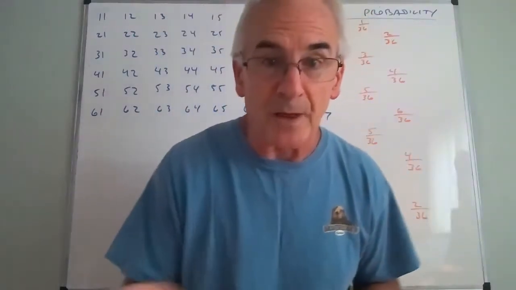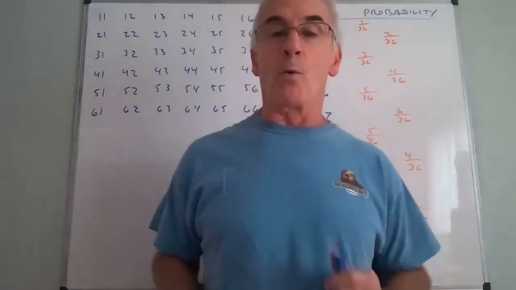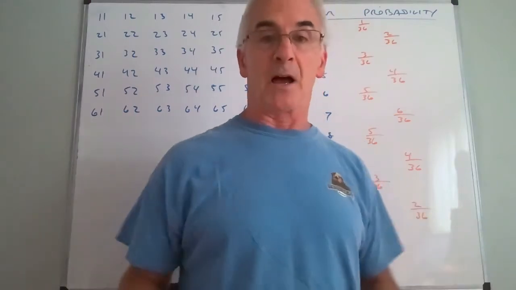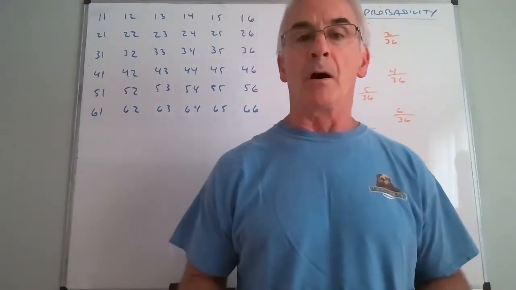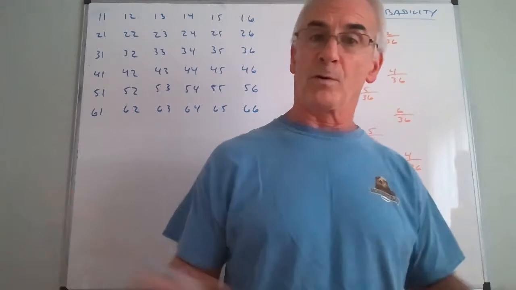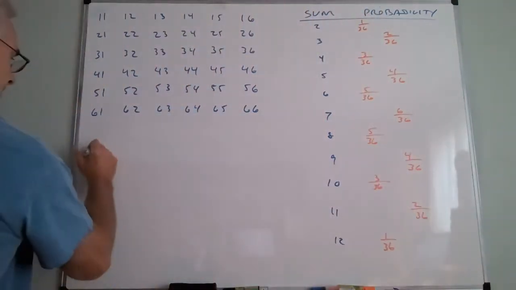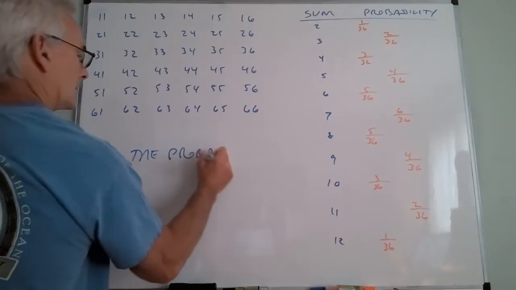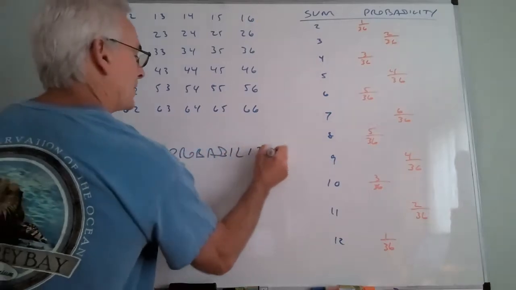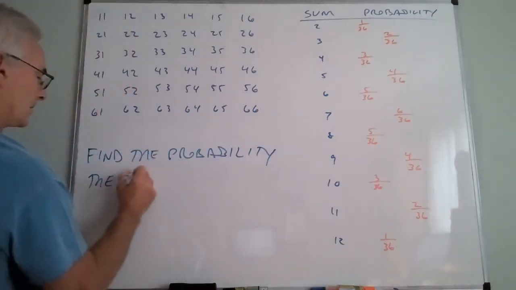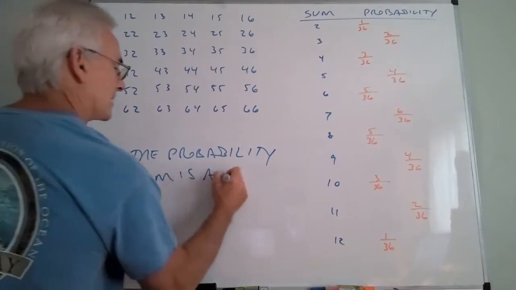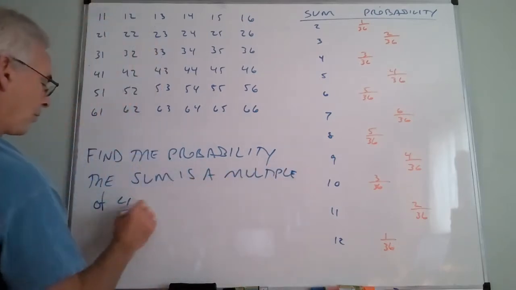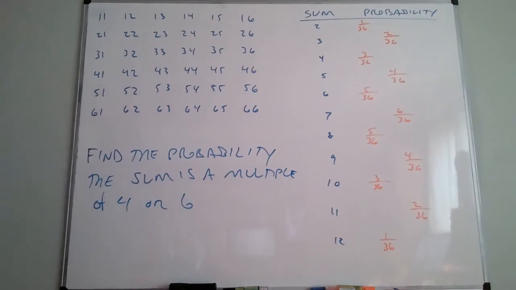I'm going to roll a pair of dice. I would like to know what is the probability of my outcome, my sum of my two dice, being a multiple of either 4 or 6. So, find the probability the sum is a multiple of 4 or 6. Now, that's a fairly simple thing.